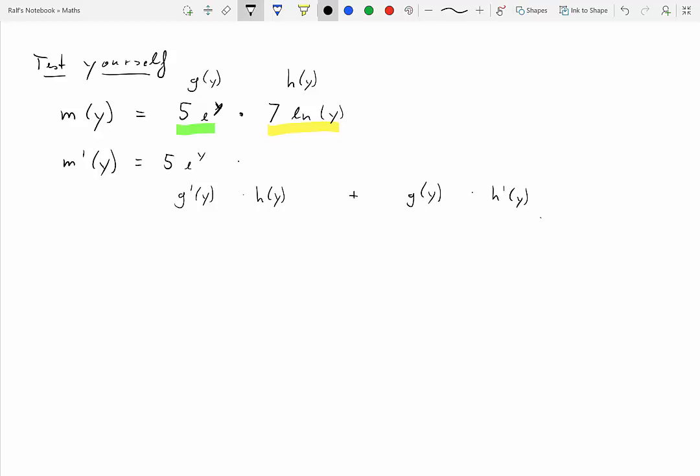So g prime of y is 5 times e to the y, h of y is 7 times ln y, plus g of y, that's the original function again, 5 times e to the y, times h prime of y, which is 7 times 1 over y, 1 over y being the derivative of ln y. So that was pretty straightforward again. As long as you know the product rule, and as long as you can calculate the simple ingredients, h prime and g prime, you're all good.